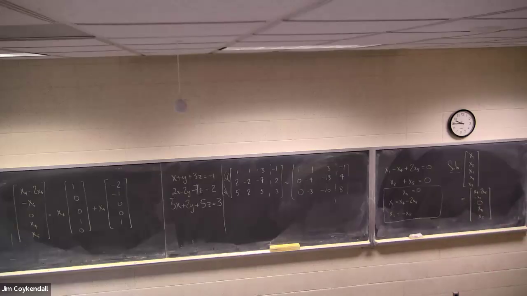Now I'm pretty sure I've got a solution. Can anybody tell me how I can tell? You have one pivot. How many pivots am I going to have? I'm going to have a pivot in every row, right?